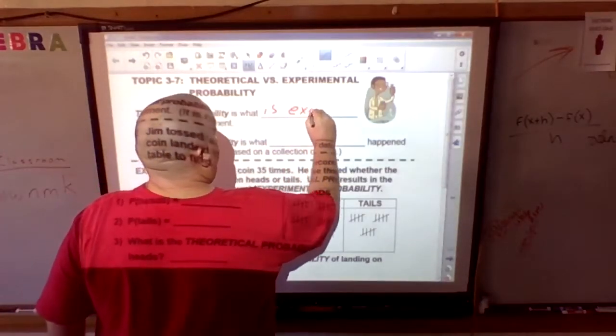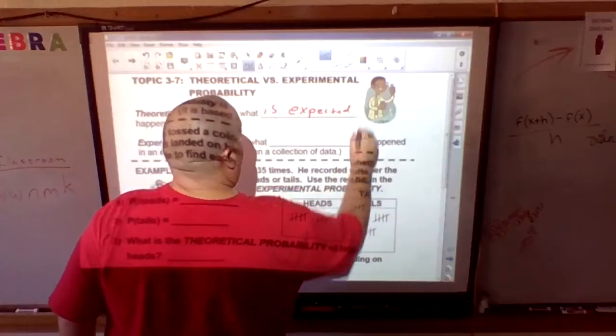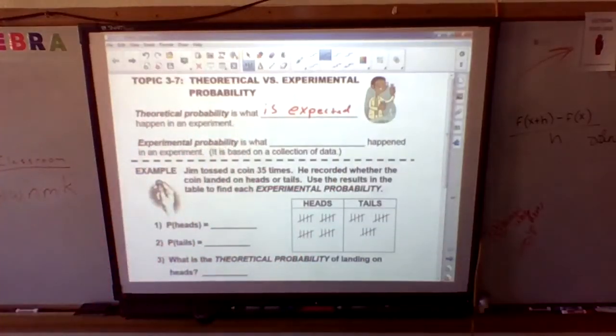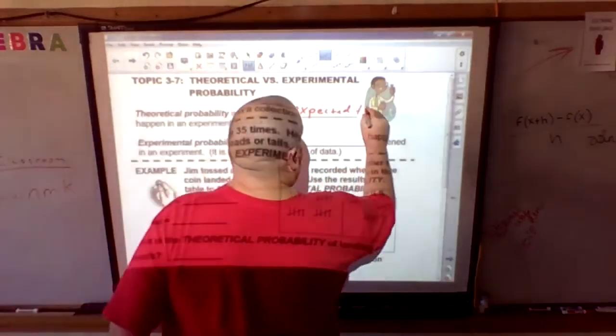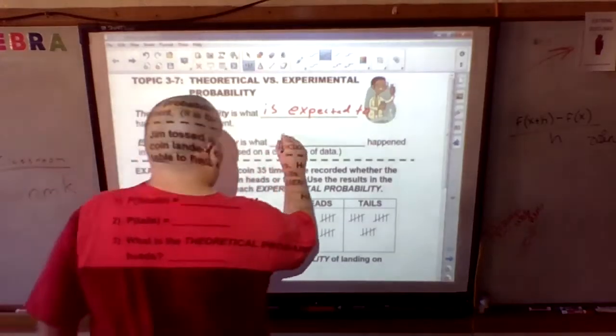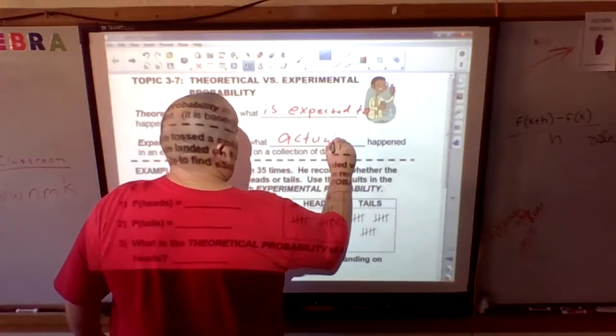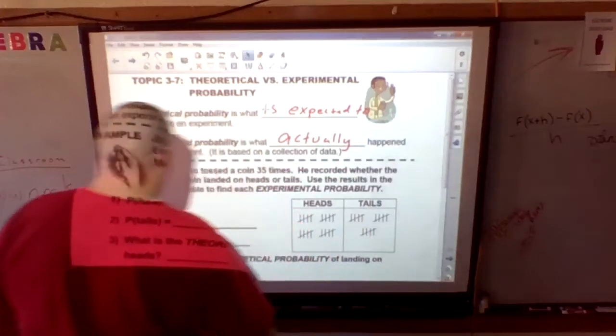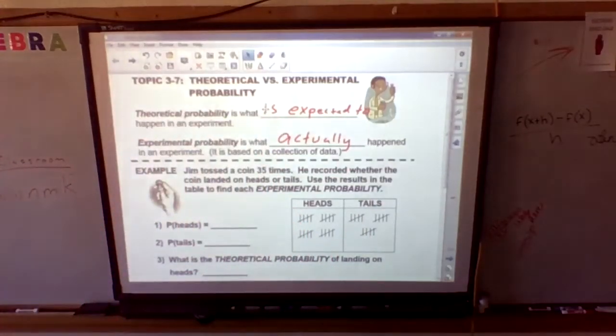So theoretical probability is what is expected to happen in an experiment. Experimental probability is what actually happened in an experiment. It's based on the collected data.